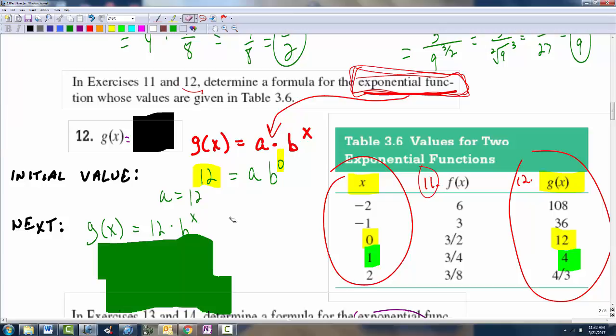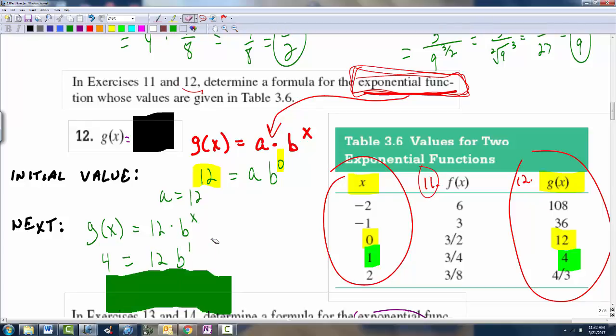Now, quite honestly, I could use any coordinate on this list. And actually, in the next example, we'll emulate that. On this list, I can use any coordinate to solve for b. Because now all I have to do is plug in numbers for x and g of x, or y. I like someone that said g of x there. And then solve for b.